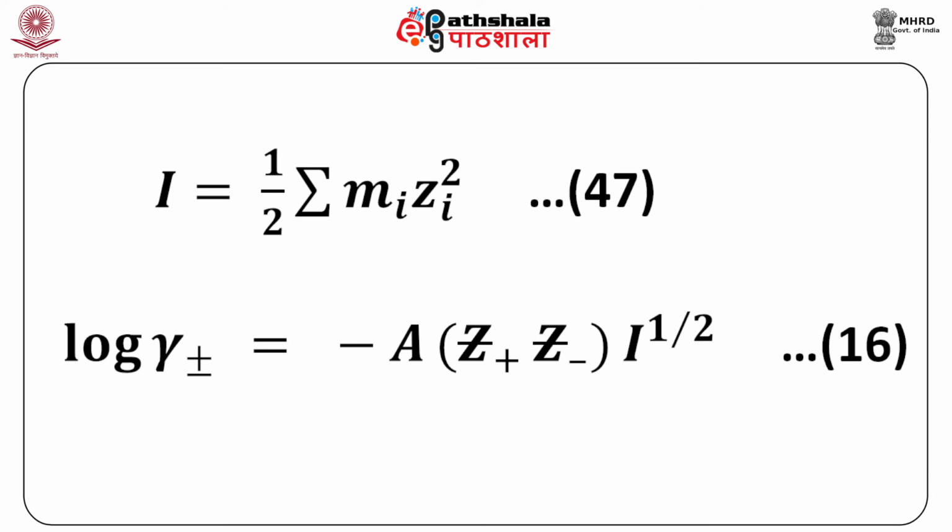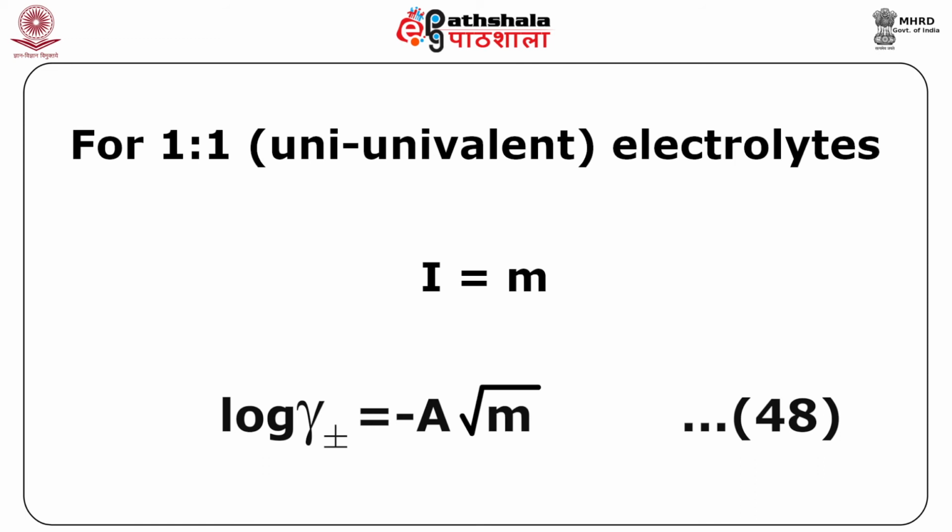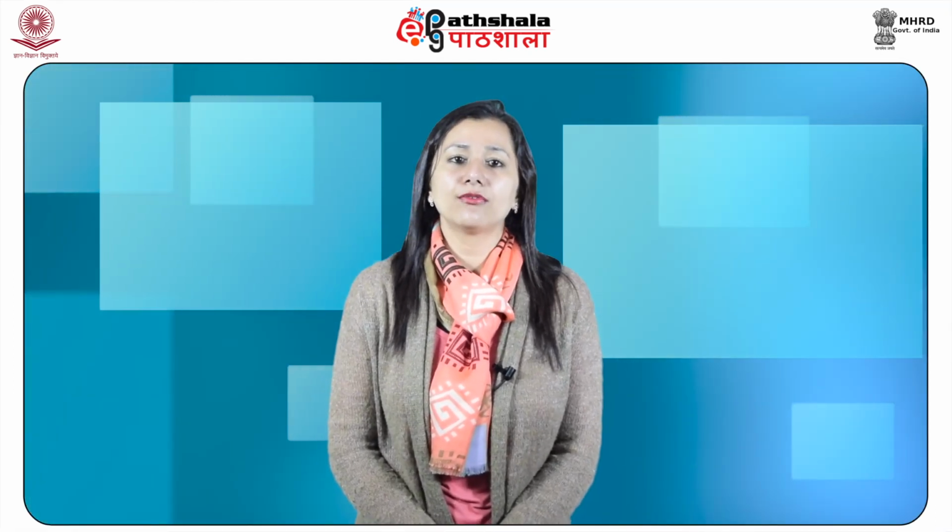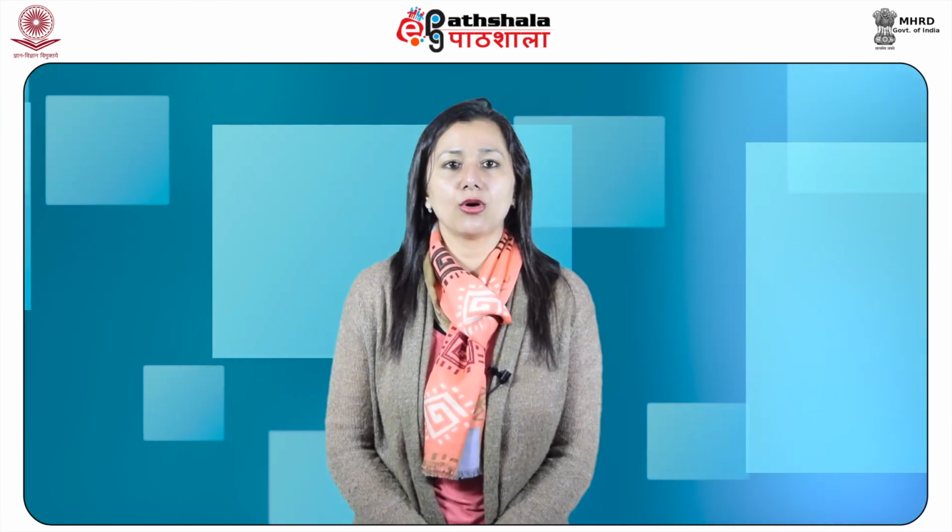The constant A has the value of 0.509 at 25 degrees Celsius for aqueous solution. For a 1:1, that is a uni-univalent electrolyte, I is equal to m, and therefore we get log gamma plus-minus equals minus A root m, as our equation 48. But the Debye-Hückel limiting law is valid for only very dilute solutions. In practice, deviations from the limiting law become appreciable in the concentration range from 0.005 to 0.01 molar.